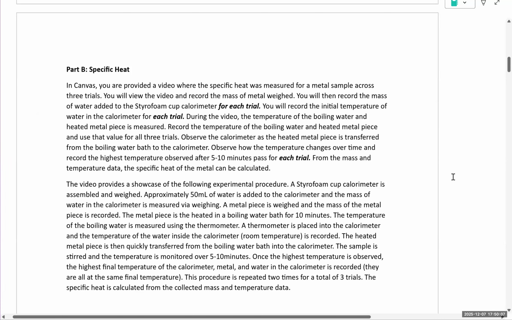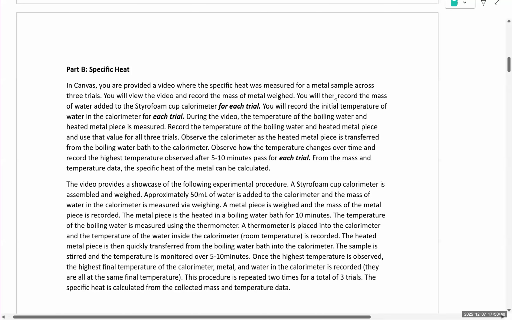In this case, we are determining the specific heat of a metal sample across 3 trials. We're going to be determining the specific heat of the metal sample using a method known as calorimetry, where we record changes in temperature and use that in order to calculate the specific heat of our sample. So in this case, we're going to be watching a video where the specific heat was measured for a sample across 3 trials. You're going to view the video and record the mass of metal.